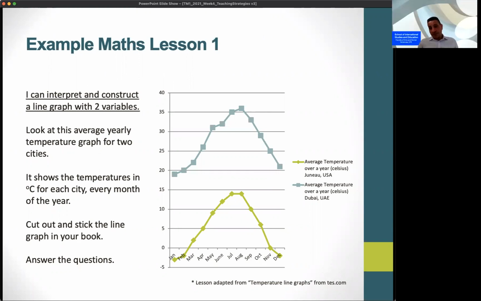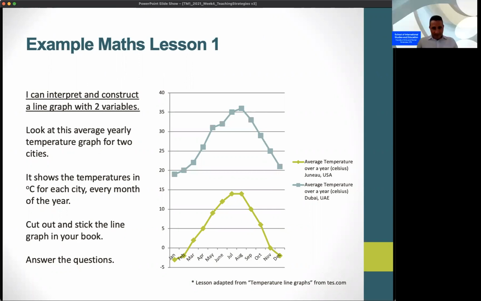To do some sort of comparison for specific months of the year. So you might say, for example, how much hotter is it in Dubai than Juneau in February? Yes, you might ask a question like that. What else might you ask? The pattern that we observe for each. Are there any similarities? All right, so how would you describe the pattern as it appears on the graph?